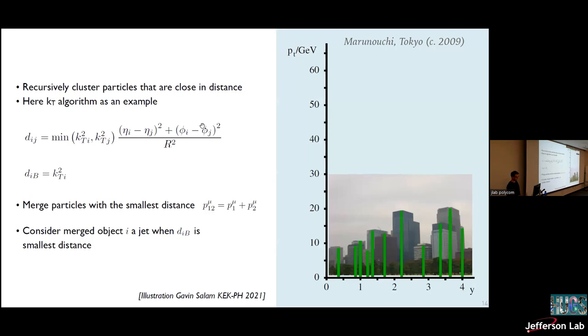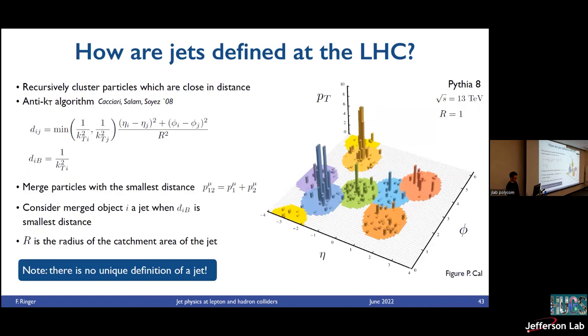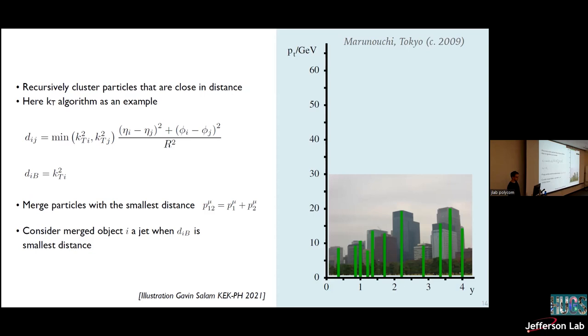And so what is shown here on the right is again a one-dimensional version of this, just to illustrate it a little bit better. You can think of this here, y is the rapidity, and we work at phi equals zero. So we just look at one particular slice, and treat this as a one-dimensional problem. On the vertical axis, we have the transverse momentum of all the particles that are identified in the event.